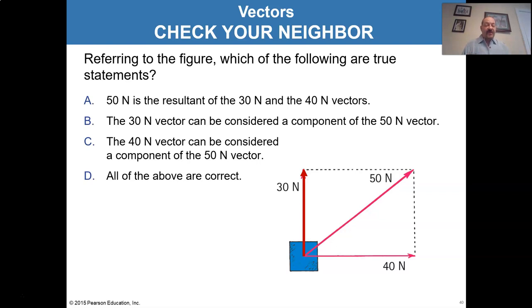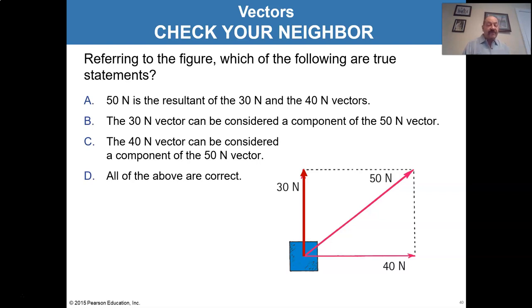So referring to the figure below, we've got a 30 Newton force pointing up, we've got a 40 Newton force pointing to the right, and we've got a 50 Newton force pointing at a diagonal upward right. So it says which one of the following is correct. 50 Newton is the resultant of the 30 and 40 Newton vectors. The 30 Newton vector can be considered a component of the 50 Newton vector. The 40 Newton vector can be considered a component of the 50 Newton vector.